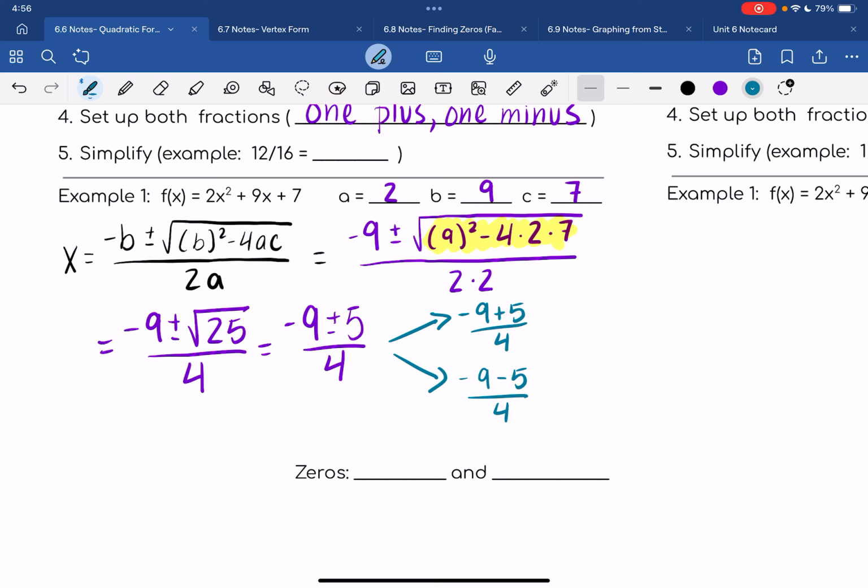So we can go ahead and keep solving those. Negative 9 plus 5 is negative 4 over 4. And negative 9 minus 5 is negative 14 over 4.